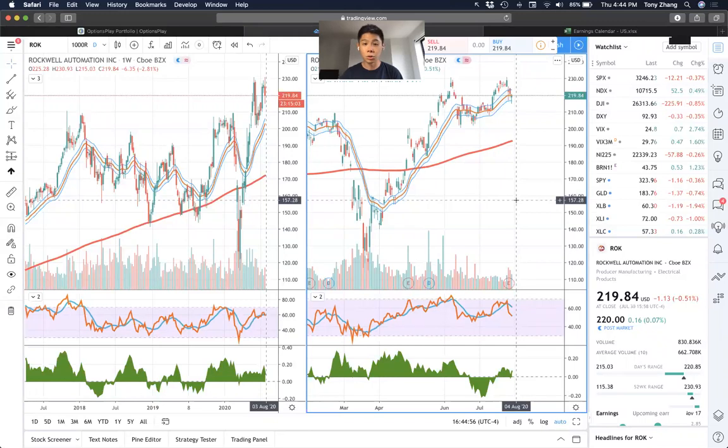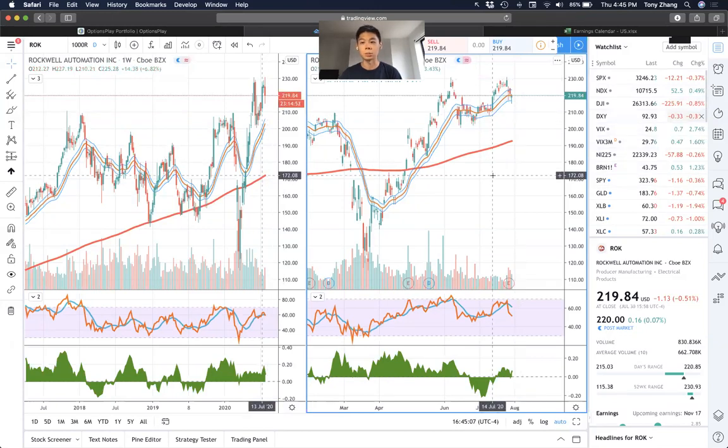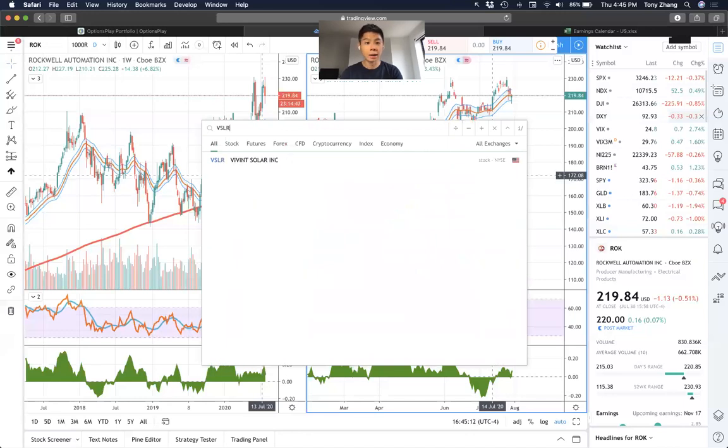A breakout above 230 is the type of play that we would be looking for, and doing so with a call debit spread. Because again, for these types of plays, you want to risk the least amount possible. Looks like I've already covered pets, so I'll skip that.